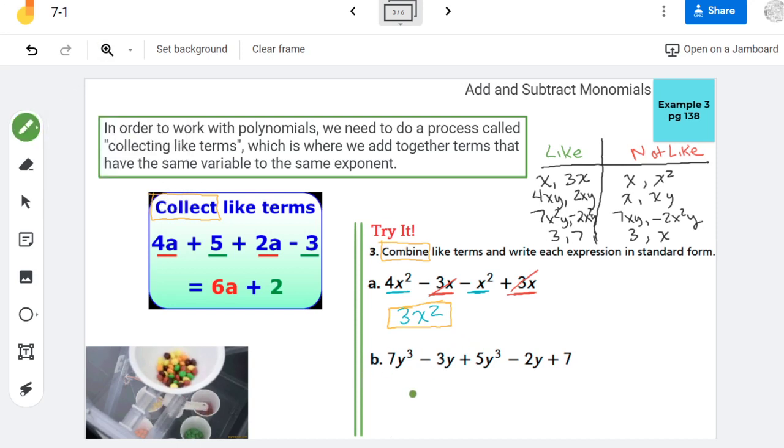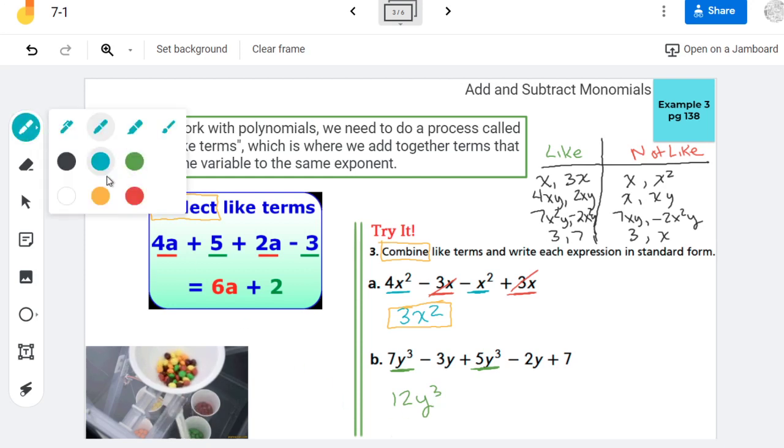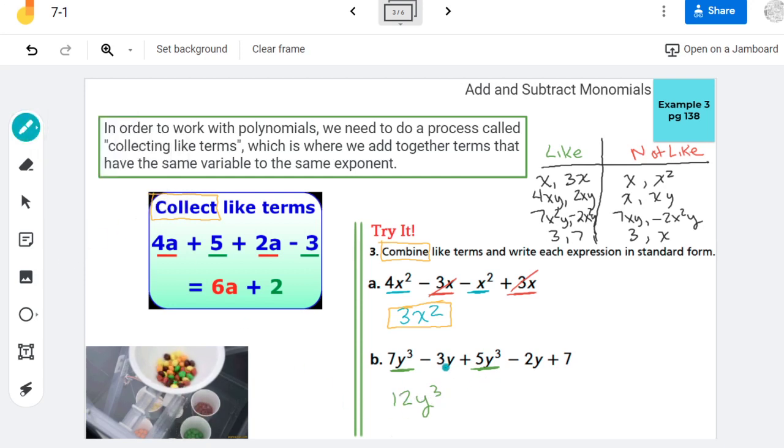Alright, now let's try it again. On part B, my highest exponent is cubic. So if I have 7y cubed and 5y cubed, I have a total of 12y cubed. Then I'm going to look for squared terms. Notice I don't have any, so I'm just going to go to the next one.